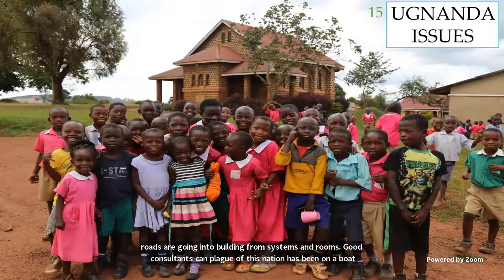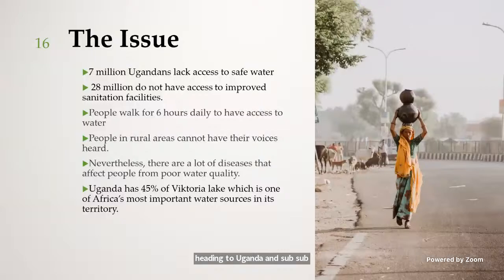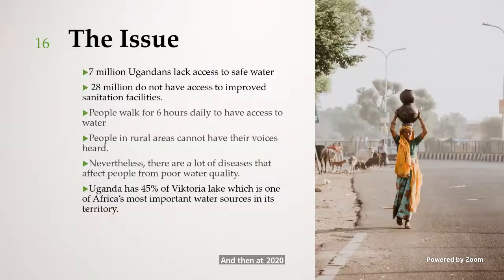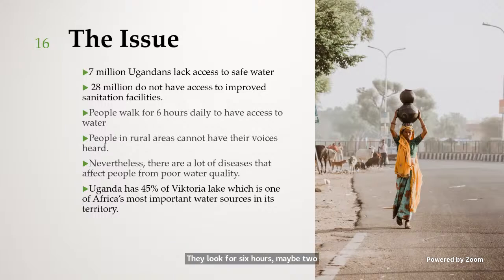Heading to Uganda in sub-Saharan Africa, we see there are issues. 7 million Ugandans lack access to safe water, and 28 million do not have access to improved sanitation facilities. They walk for 6 hours daily to have access to water, and in rural areas they cannot have their voices heard.